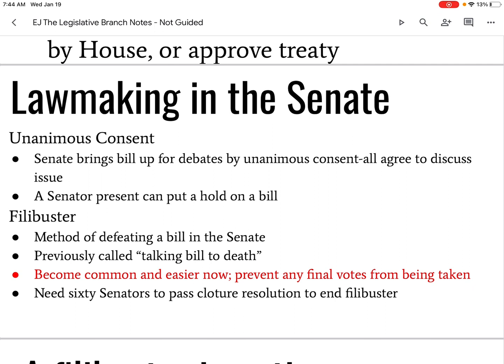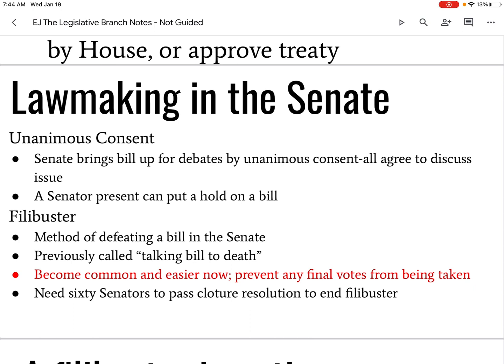A filibuster is when a senator stands up there and talks and talks and talks. In the Senate, you can talk for as long as you like. The only time you can stop a person from talking is when you can get a supermajority, 60 people, to cast a vote. It's called a cloture, to get someone to stop talking.